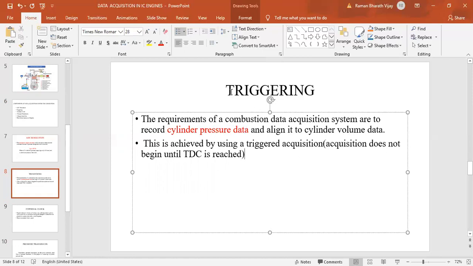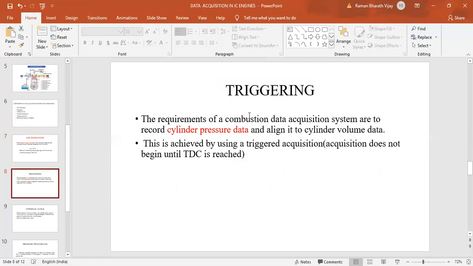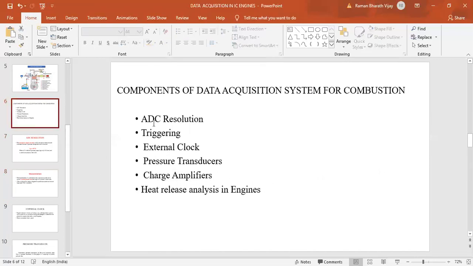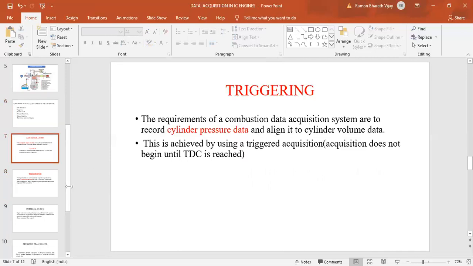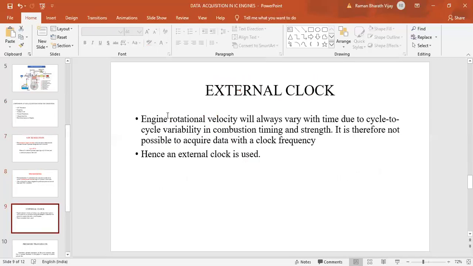Okay, so what is the purpose of triggering? If you want to record cylinder pressure data, you can use triggering. So first is ADC resolution. If you want to record the pressure change, that minimum change can be recorded using ADC resolution. If you want to record the cylinder pressure data, then you have to use triggering. Okay, so these are the first two things: ADC resolution and triggering. Now we have seen the two components, ADC resolution and triggering. We will go to external clock.